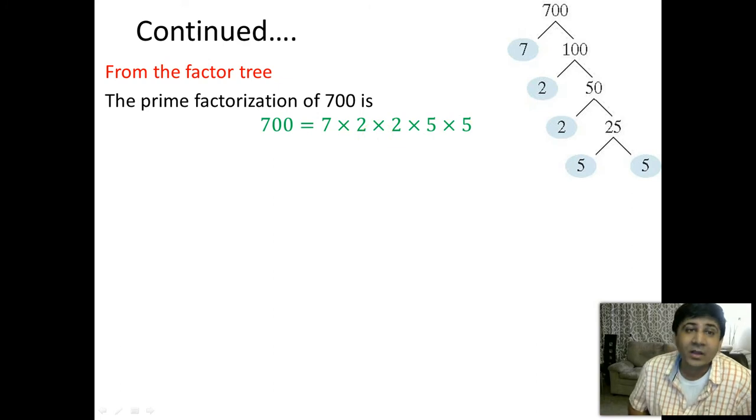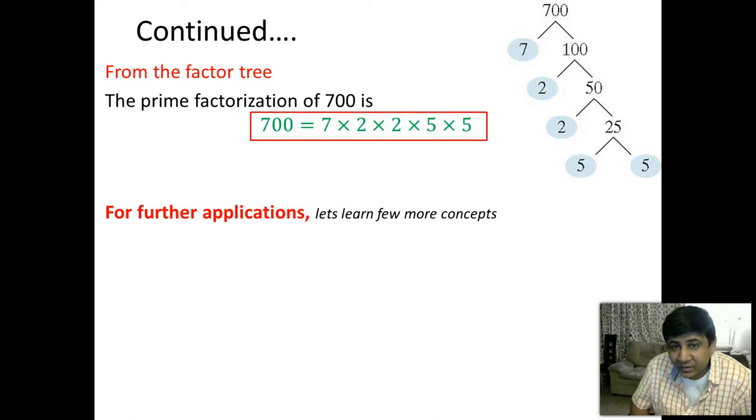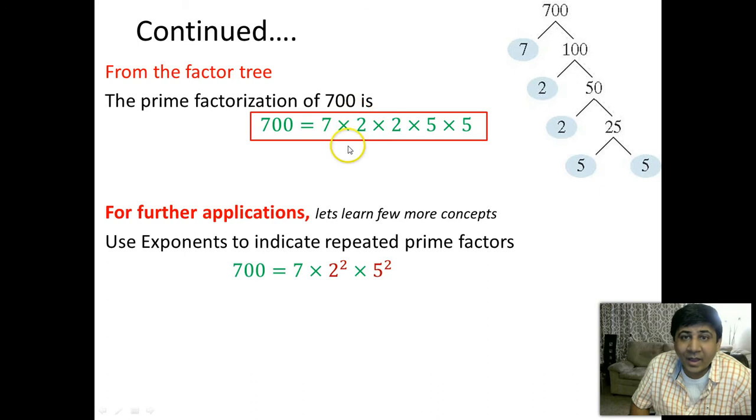We are done here. Now your book uses some other notations, so I'm just going to take advantage of this slide and introduce you to that notation here. For further applications, remember that we have 2 times 2 here and 5 times 5. We can also use exponents to indicate the repeated primes. So we can write 2 to the power 2 here, 5 to the power 2 there. They basically mean the same thing. It's just a notation thing.